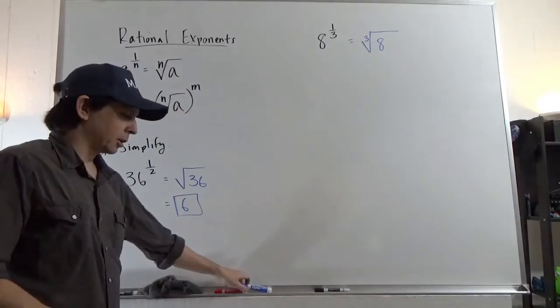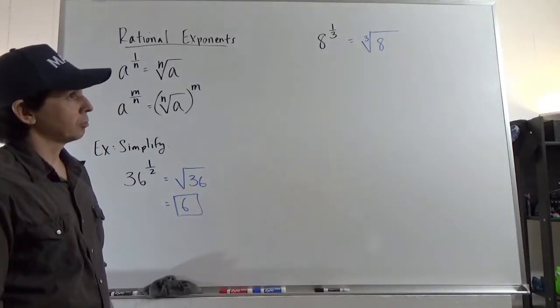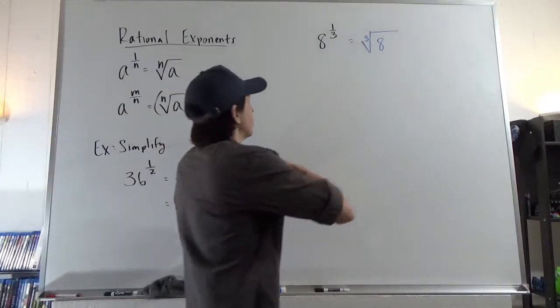And then once you have that, it's like the problem we did earlier. What number, when you cube it, gives you 8? What's the cube root of 8? 2. Perfect.